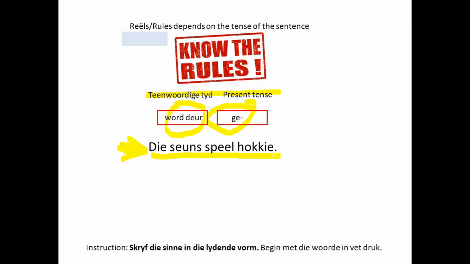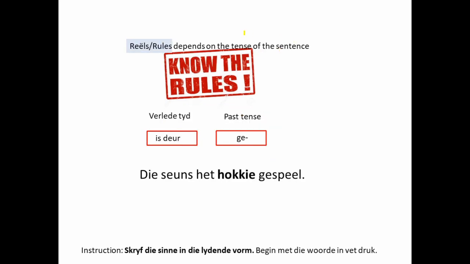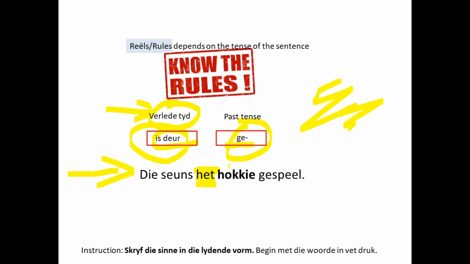You can always come back to this page to check the rules, write it down so that you can learn it in the future. The rules for verlede tyd is deur en ge. So, if you identify that the sentence that they give you is written in verlede tyd, and how do I know that? When I see het, I know the sentence is written in verlede tyd. Die seuns het hockey gespeel. The boys played hockey yesterday or the day before. I know it's verlede tyd, and I know my rules will be deur en ge. Write it down somewhere on your piece of paper so that you know you'll have to use them when you change the sentence.